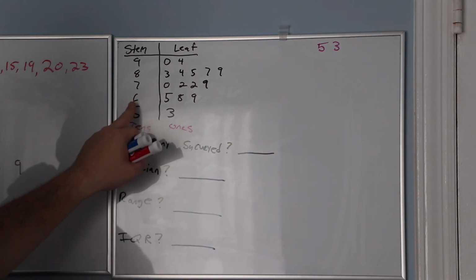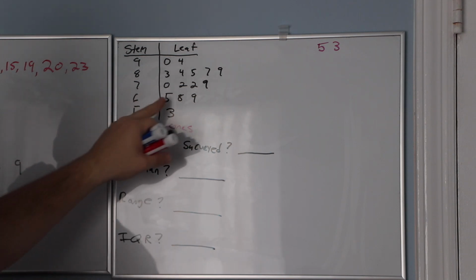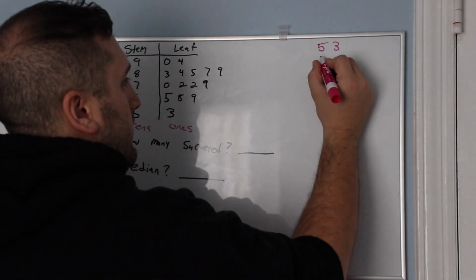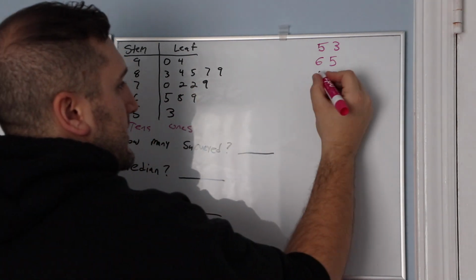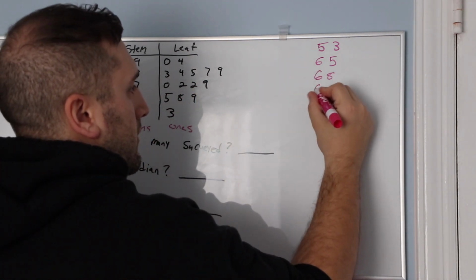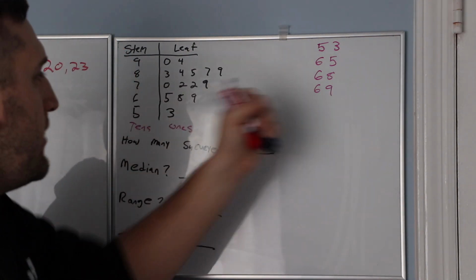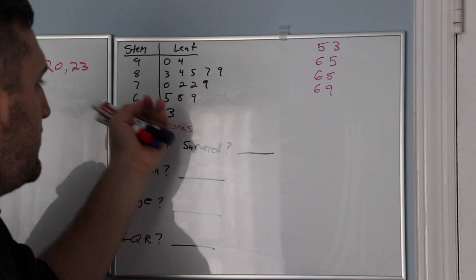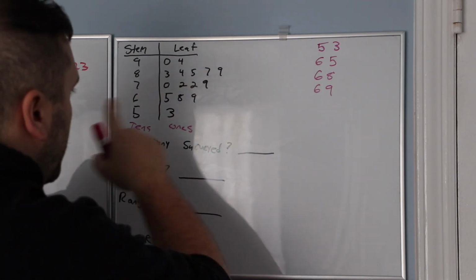My next number, now moving to the next 10s, so now I'm moving to the 60s. My first one would be 65, 68, and then 69. Right? And that's all I'm doing. I'm simply pulling out what are my 10s, what are my 1s, and what is that data point when I put them together. So I'm going to do that for the rest of them.